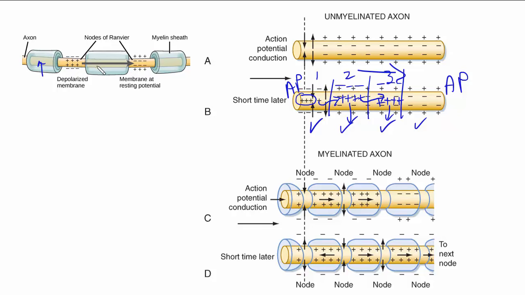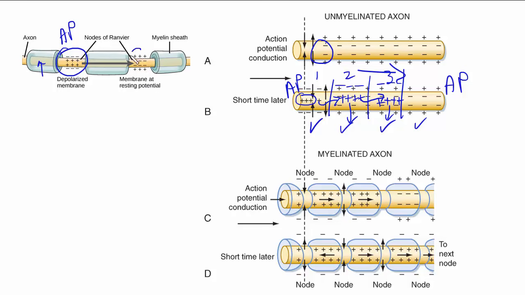So this is where the pumps and channels are, and this is where the action potential occurs. This diagram shows a node that is undergoing an action potential, because it's positive on the inside. Normally it's negative on the inside, right? Like over here, it's positive. So sodium came in, it reversed the polarity, and now that is going to affect the next node.